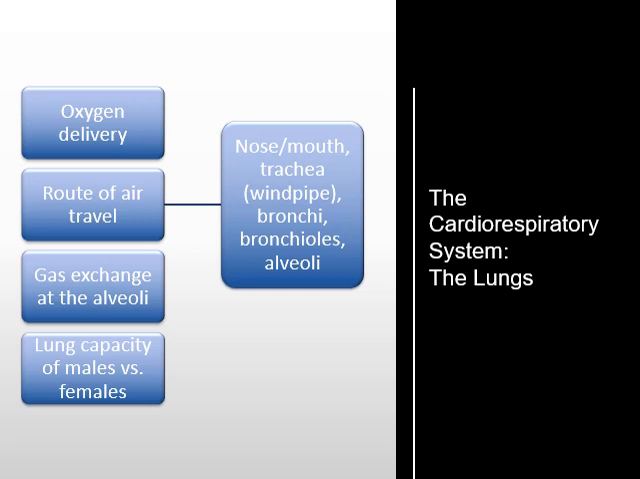The cardiorespiratory system includes the lungs. A healthy male has an average lung capacity of about 5.7 liters of air, while a healthy young woman has a lung capacity of about 4.2 liters of air. The lungs are responsible for oxygen delivery. The route that the air travels is pictured on the next slide. Air enters from the mouth or the nose into the trachea, which is also known as our windpipe. The trachea branches into bronchi, which branch into bronchioles, which branch into alveoli, where gas is exchanged.